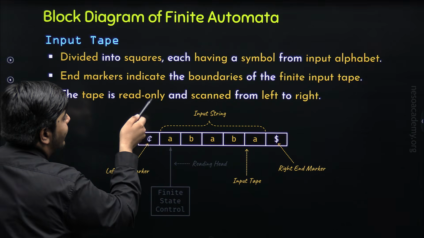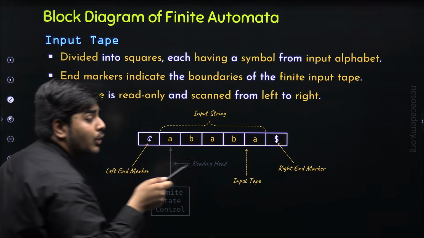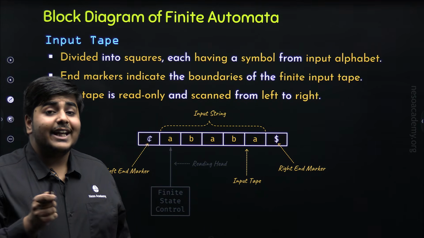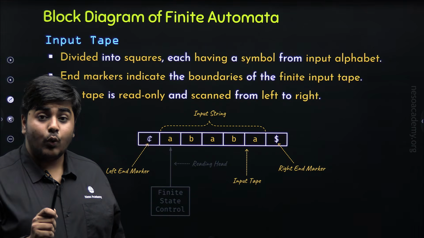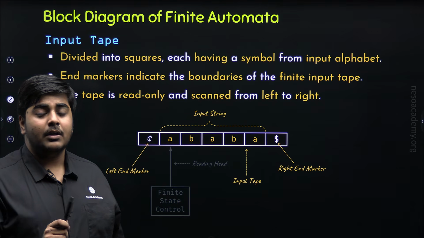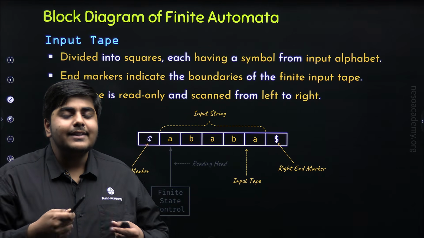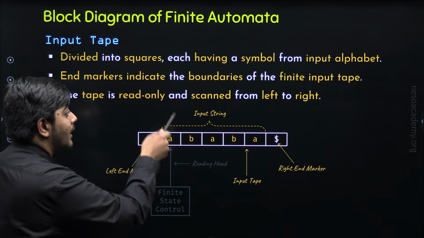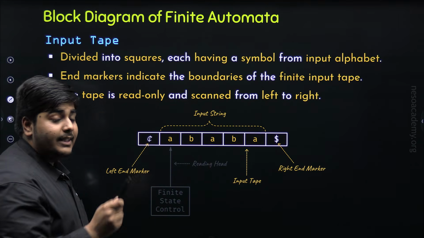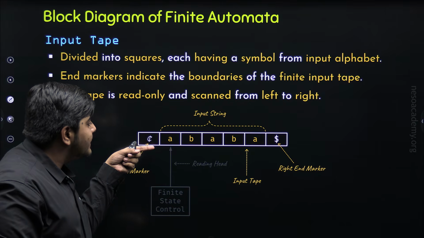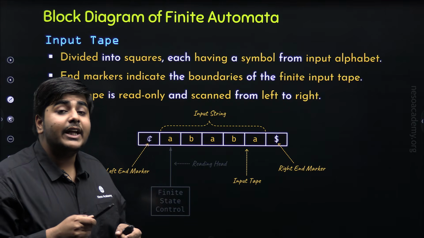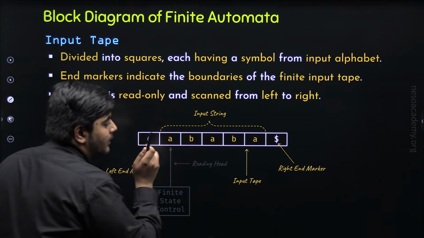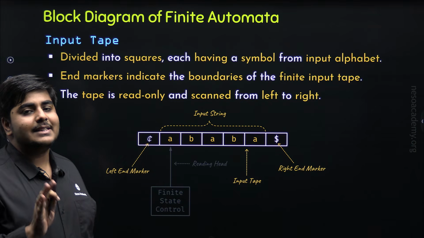The tape is read-only and scanned from left to right, which simply means that this input tape is a read-only tape. That means we cannot write into this input tape. We can only read symbols from this input tape. But in the Turing machines, we can even write symbols into this input tape. But in finite automata, we cannot. Scanned from left to right. That means this input tape is always scanned from left to right. When we do the input string processing, we always process that string from left to right. So I hope input tape is now clear to you.